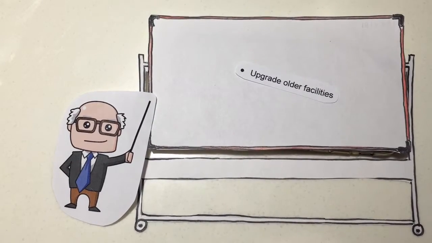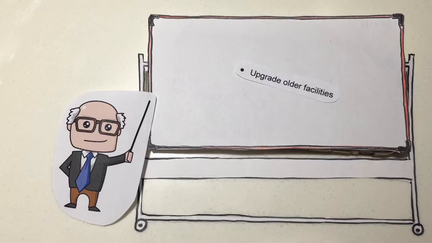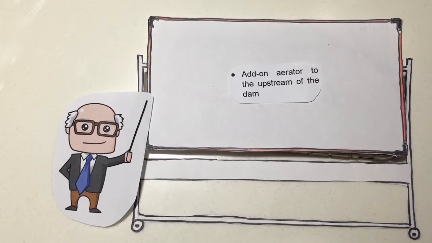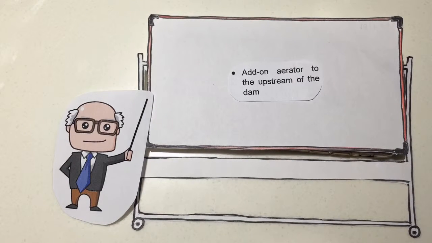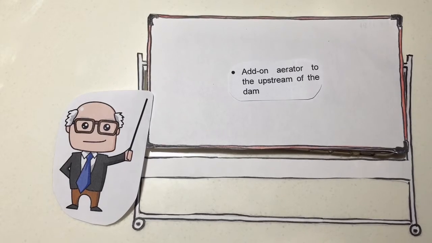Secondly, we could upgrade older facilities by increasing the efficiency of the turbine and generator so that more energy from the moving water can be converted into electrical or stored energy. Thirdly, building an aerator in the spawning ground would promote aeration in water, since the harsh environmental conditions in the spawning ground, such as low dissolved oxygen, make living conditions unfavorable to many fishes.